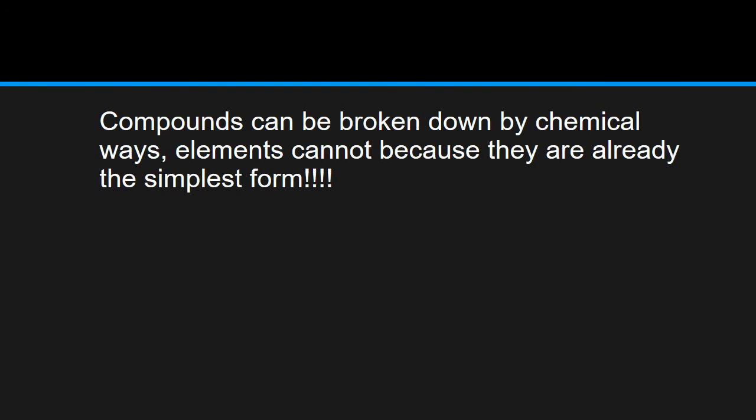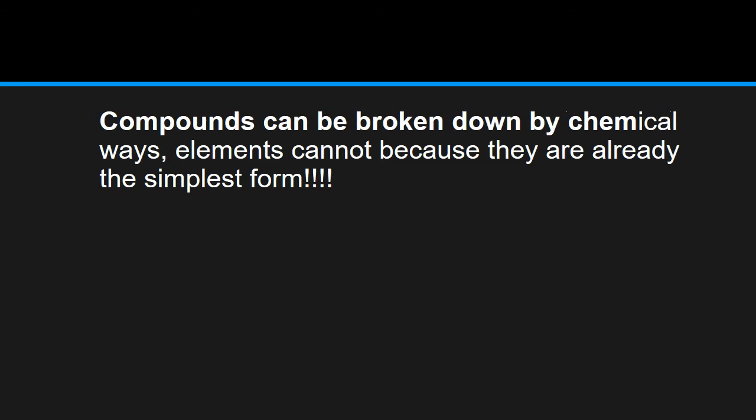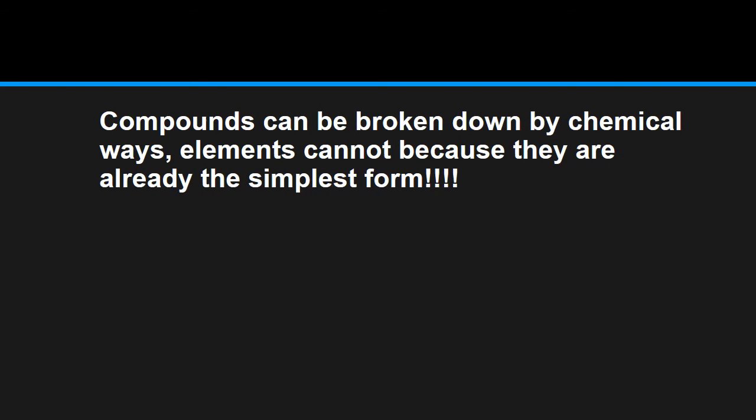Compounds can be broken down by chemical means, and elements cannot because they're already the simplest form. If we take our water molecule, we can break it down into two hydrogen atoms and one oxygen atom. So we can't break down oxygen or hydrogen any further. We can't break those down.